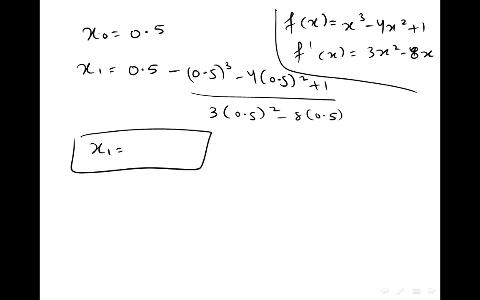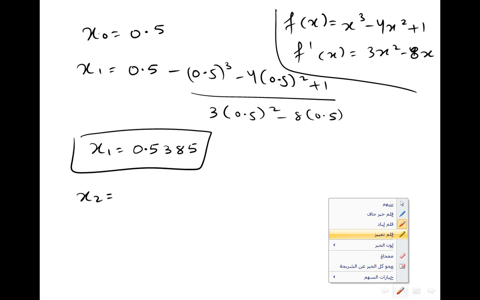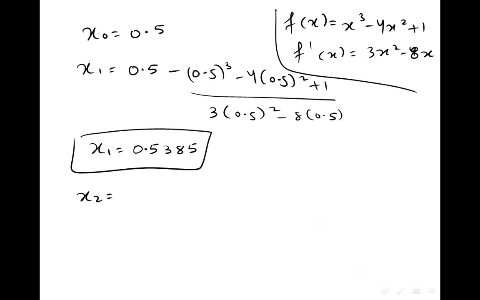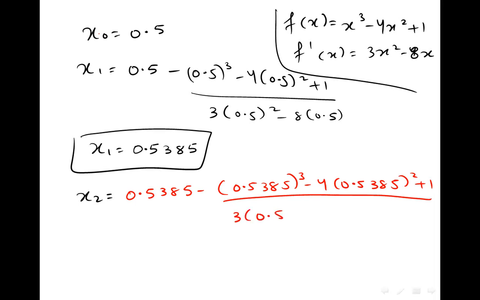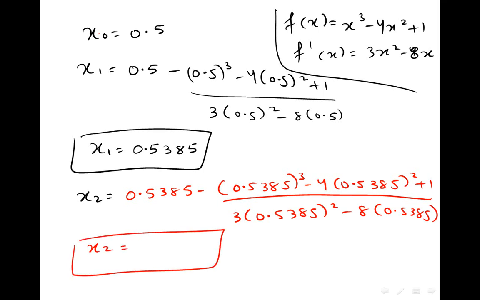Please use your calculator and you'll find out that x1 equal to 0.5385. Now I can use this x1 to find x2. Let me change the color. x2 equal 0.5385 minus the same number cubed minus 4 times the same number squared plus 1, over the derivative, which is 3 times my answer squared minus 8 times the same number. Please use your calculators here and you'll find out that x2 equal 0.5374.